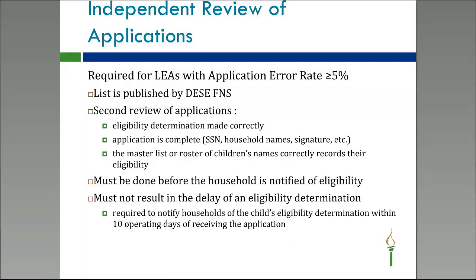And what this is: after the determining official determines the eligibility for the applications, a second person will need to review all the applications. So you'll check the correct eligibility was made, make sure the application is complete, and make sure your master list of your benefit issuance document has the correct eligibility. You'll need to conduct this review before the household is notified of their eligibility, but you still only have those 10 operating days to do that. So that's only required for LEAs that had a high error percent during their administrative review.